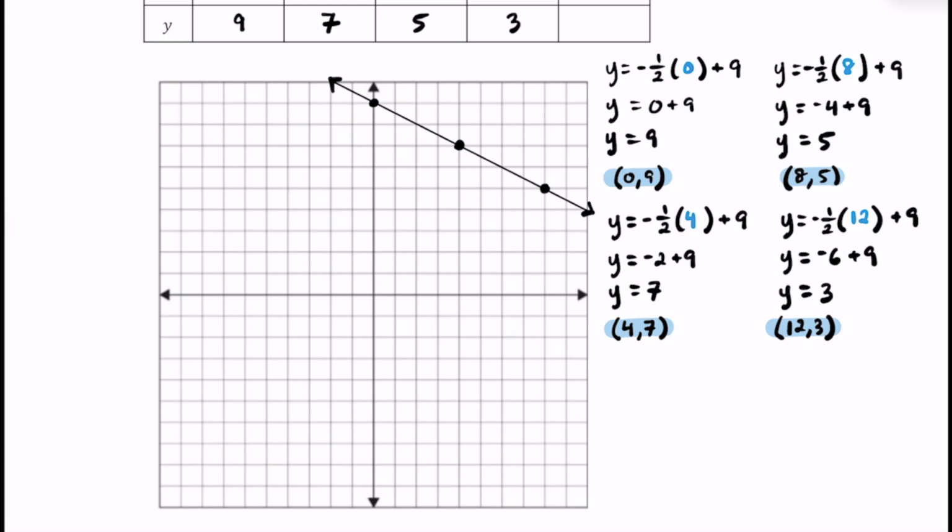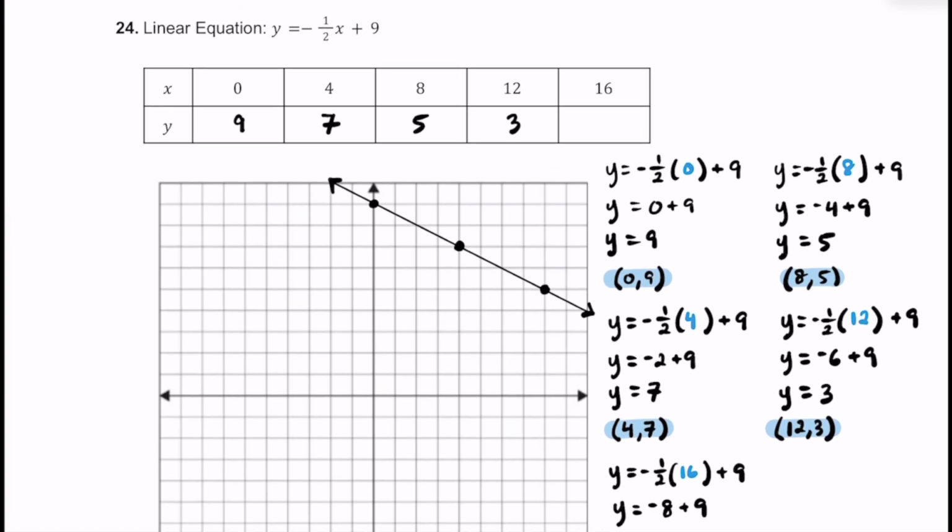All right, one more. Now x is going to be 16. So let me just get some more space here. So y is equal to negative 1/2 multiplied by this 16 plus the 9. Let's go ahead and substitute in 16 for x. So half of 16 is going to be 8. So negative half of 16 is going to be negative 8. So we have negative 8 plus 9. That's going to equal positive 1. Okay. So we know that if x is equal to 16, then y is going to be 1. And that right there is going to be our last ordered pair that we have in our table. So I'm going to go ahead and put in that 1. And we can't fit this one on the graph either, but that's okay.